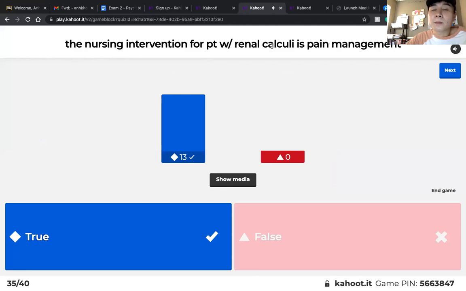Awesome. So the priority intervention for a patient with renal calculi, renal stone, is pain management. That's the priority.